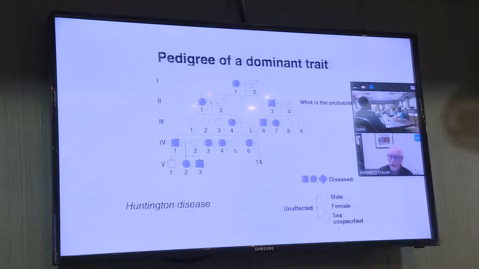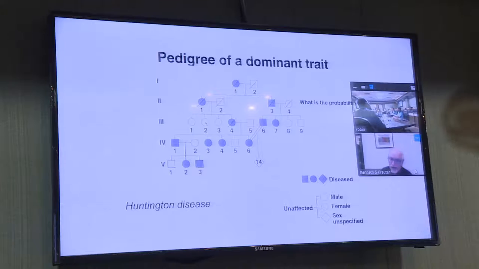And so that means that they have children before they know whether they have Huntington's disease or not. But if they know that one of their parents had Huntington's disease, so say you were this guy over here, this guy would have a 50% chance of having Huntington's disease because one of his parents had it. So using that information, you could predict what his likelihood of having it is as 50%.